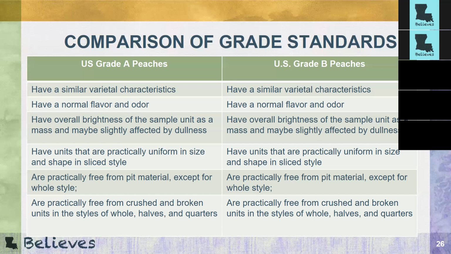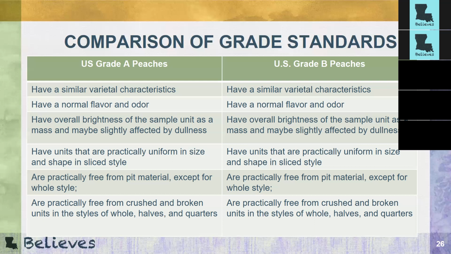In preparing this webinar, I went to the Agricultural Marketing Service standards for US grade A and grade B peaches. The definitions on the AMS website of grade A and grade B, and that are on this slide, have identical characteristics. As you can see, the wording is exactly the same. So that makes it even a little more confusing.